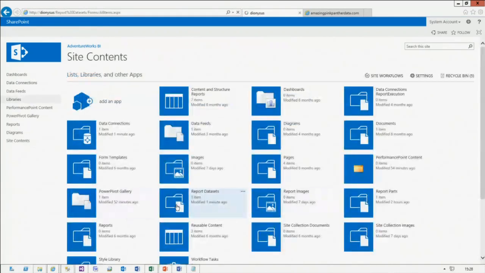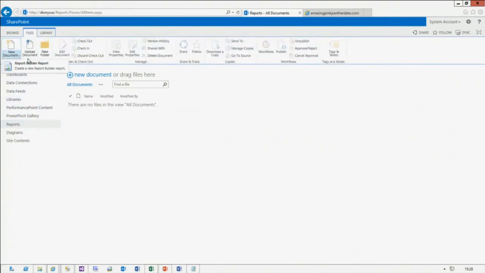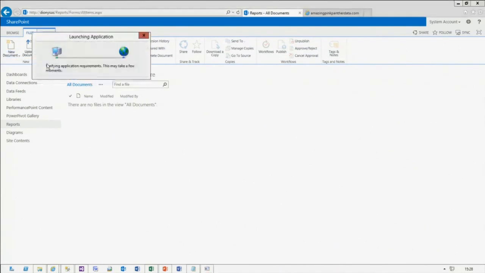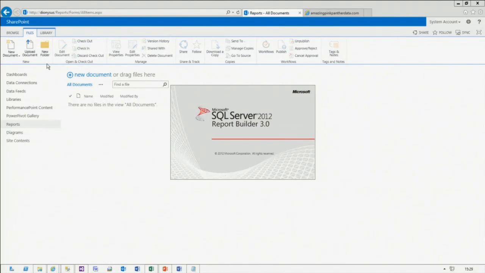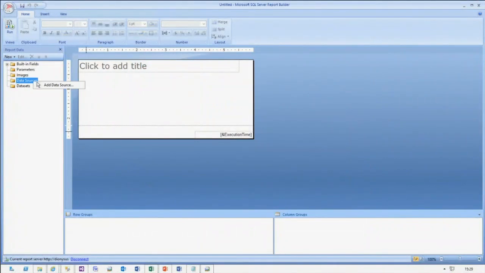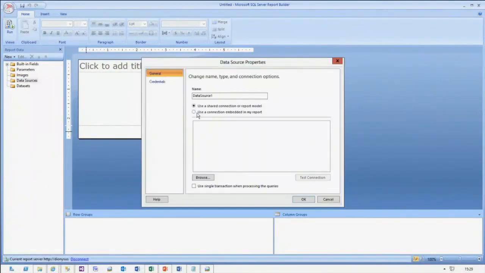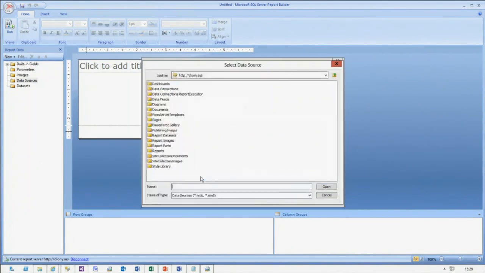Located in my report data sets is the employee list. So the way that would work with a business analyst is that they would come to the reports library and they could create a new Report Builder report. No need for them to understand how to connect, and they're trusting that they're connecting to resources that IT have approved. So with a blank report here, you can introduce a data source that is based on a shared resource, and there it is.